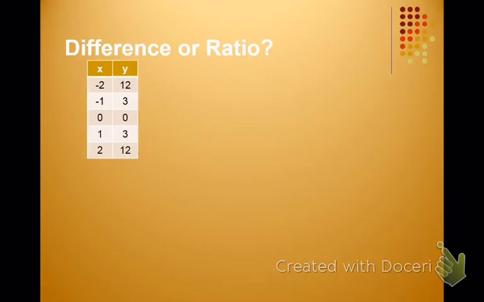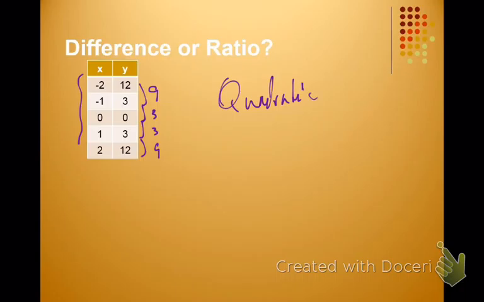Okay? Same here. All your x's are lined up. Difference from here to here is 9. From here to here is 3. 3, and then 9 again. And so since it's symmetrical, we're going to be able to use a quadratic. Okay?